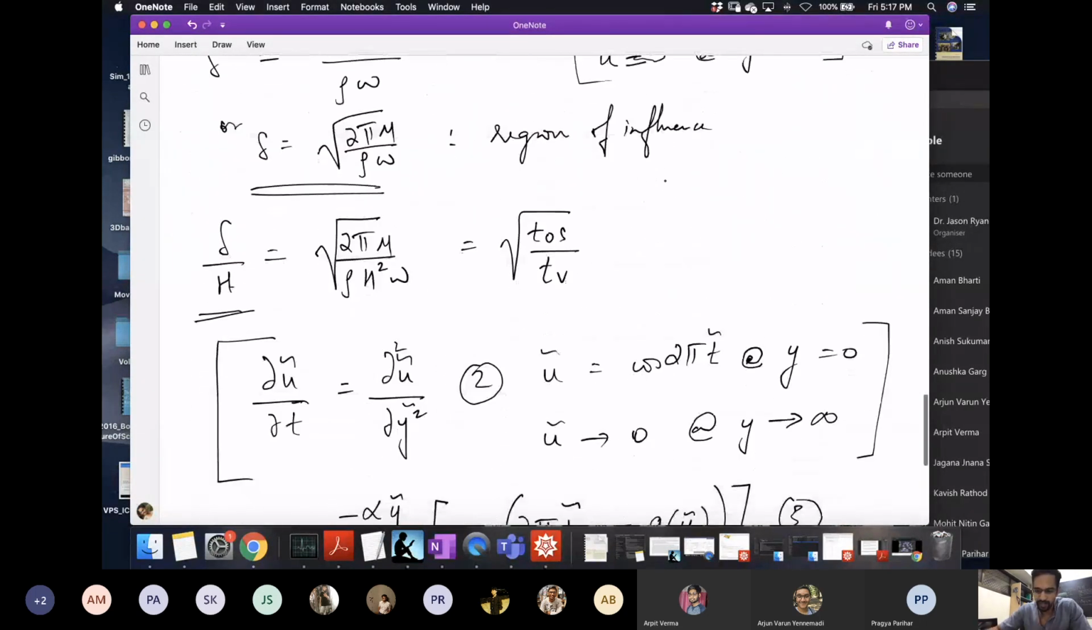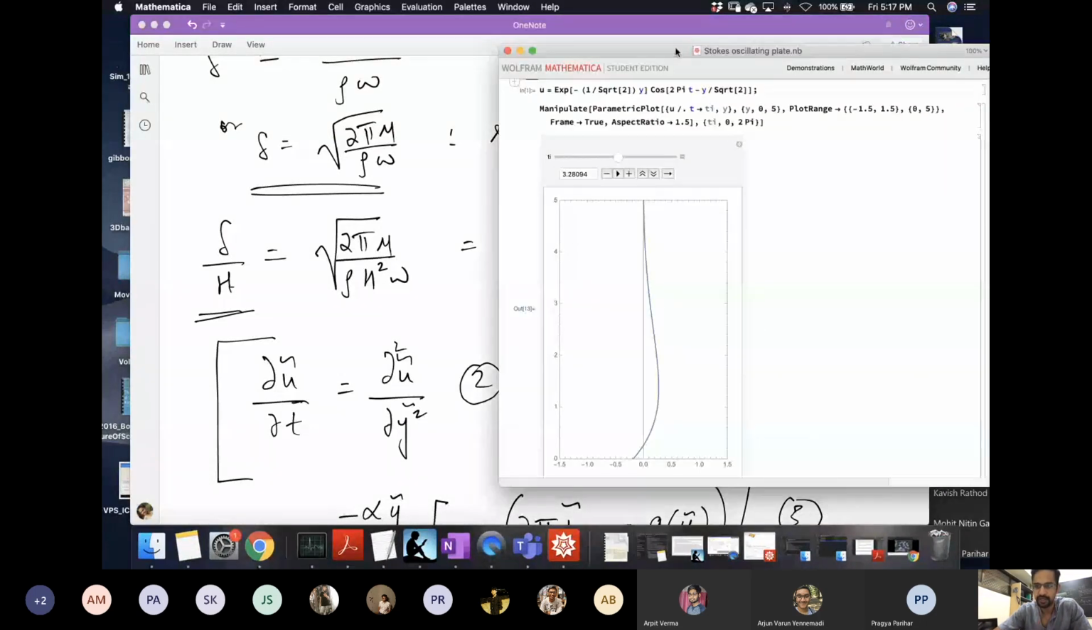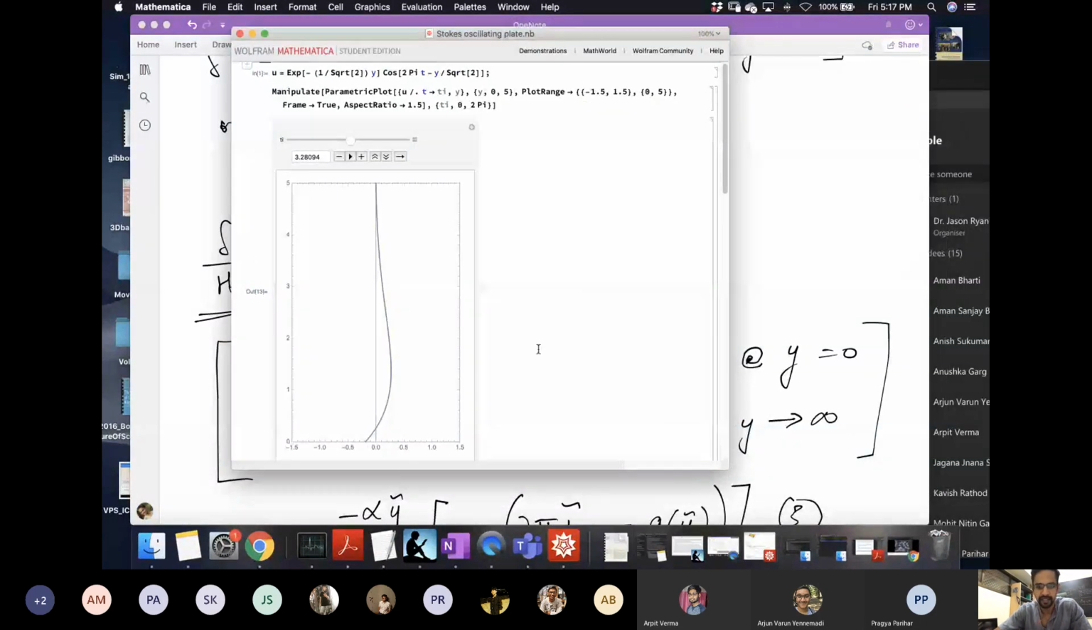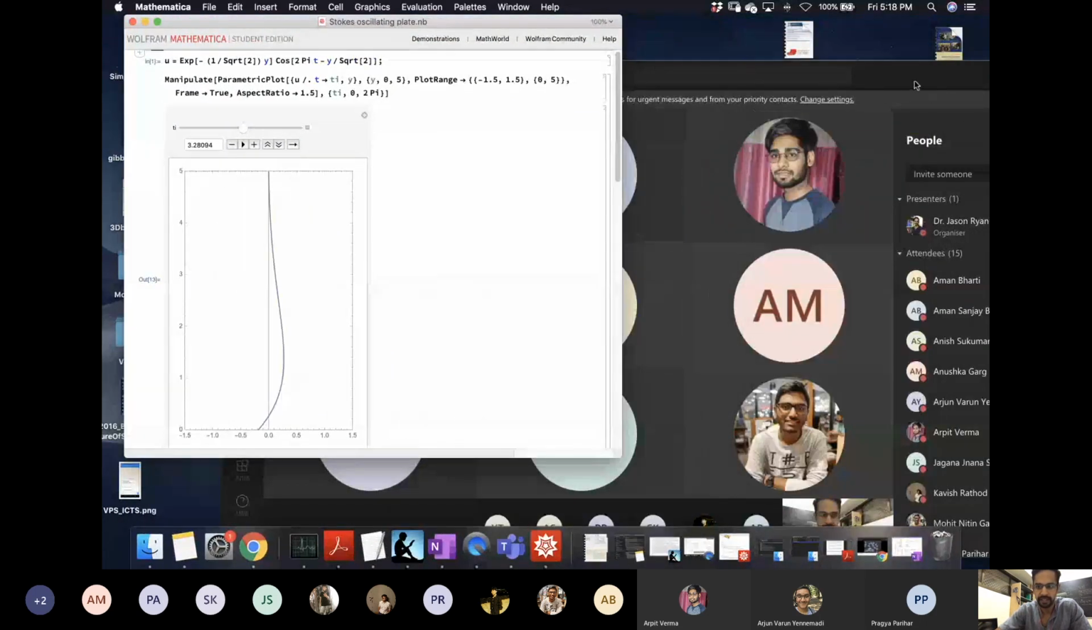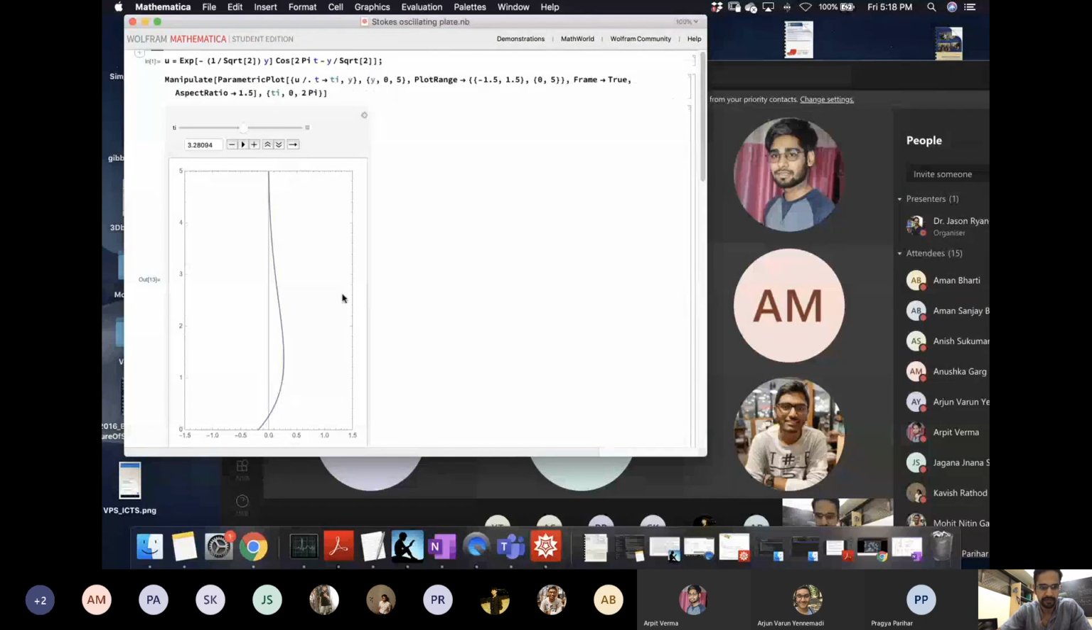Okay, so as we wind up, let me show you what the solution looks like. I've plotted that solution we just derived in Mathematica. Okay, so you can see what it looks like here.